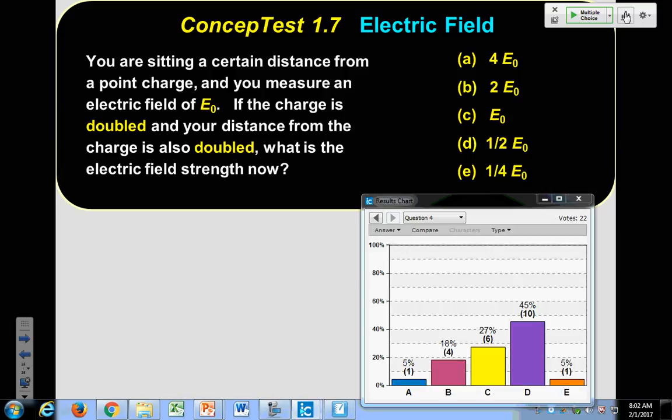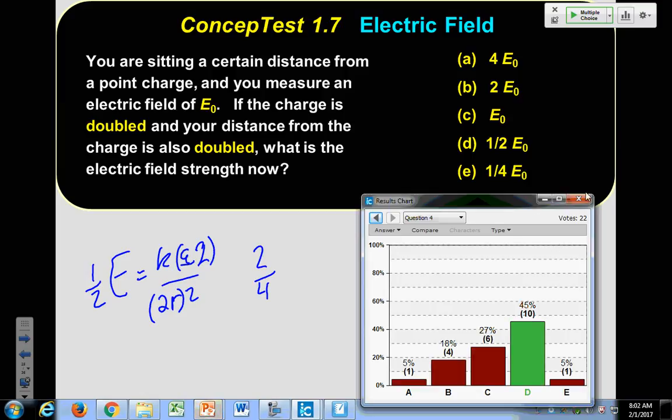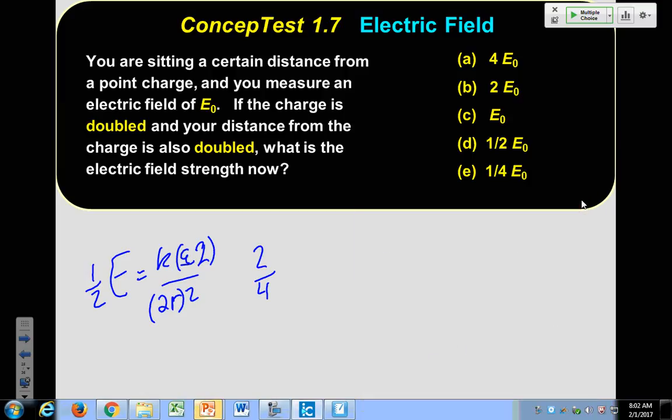Let's see, so what you want to do on this is you say E equals KQ over R squared, and our charge is doubled, but then our distance is also doubled. So I get a 2 over a 4 on my right-hand side, so that means I have half the electric field, so D is right. I understand you put C because you think, oh, I get 2 here and 2 here, but recognize that one of these is an inverse square relationship, the R, and so it has a bigger impact on the electric field than changes in Q does.